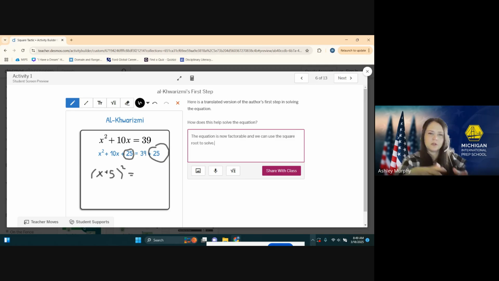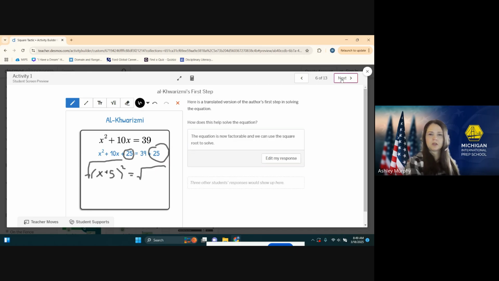Once it's factorable and everything's in those parenthesis groups, then you can easily take the square root of this side. I'm not going to do the whole thing, and the square root of these two numbers combined to get your answer. We're just talking about the methodology, not finding the exact answers.